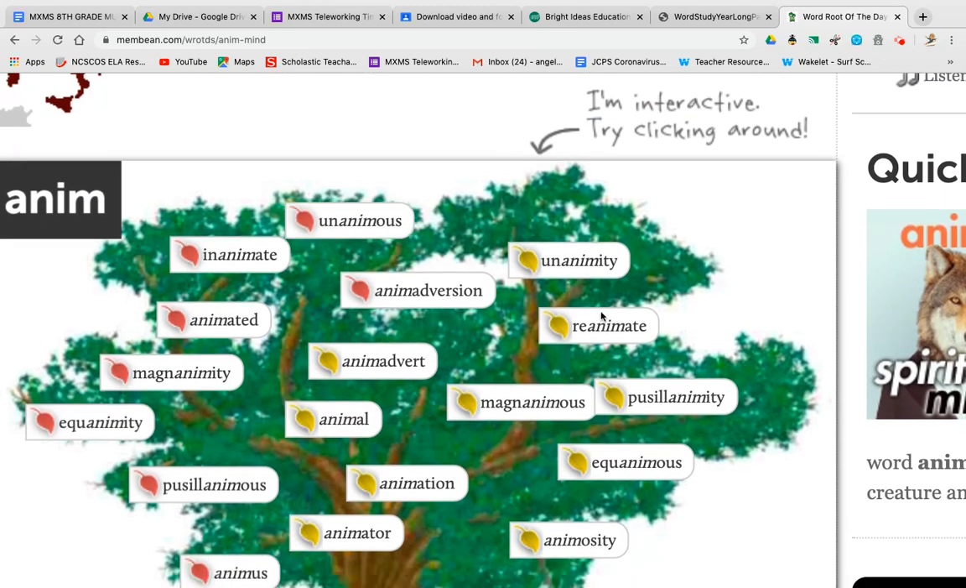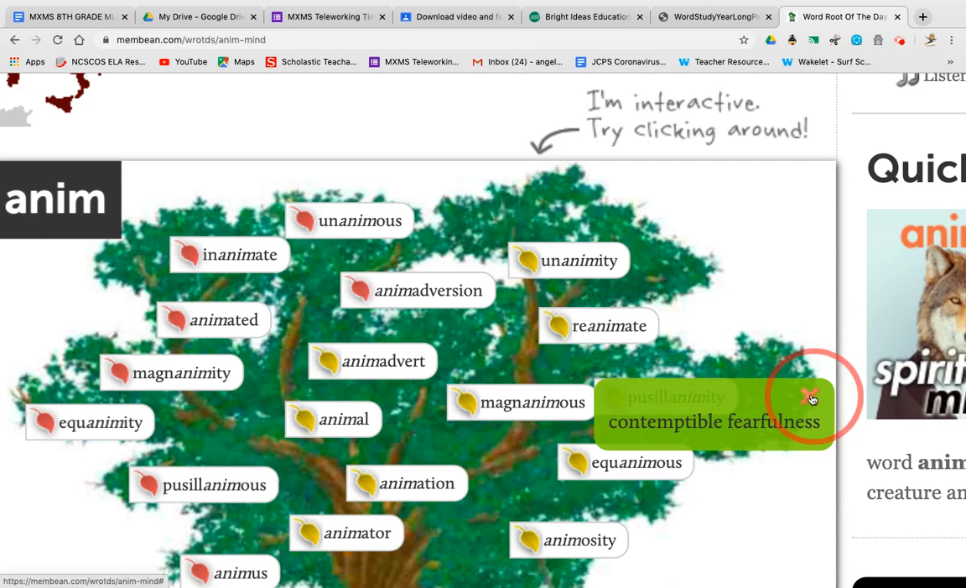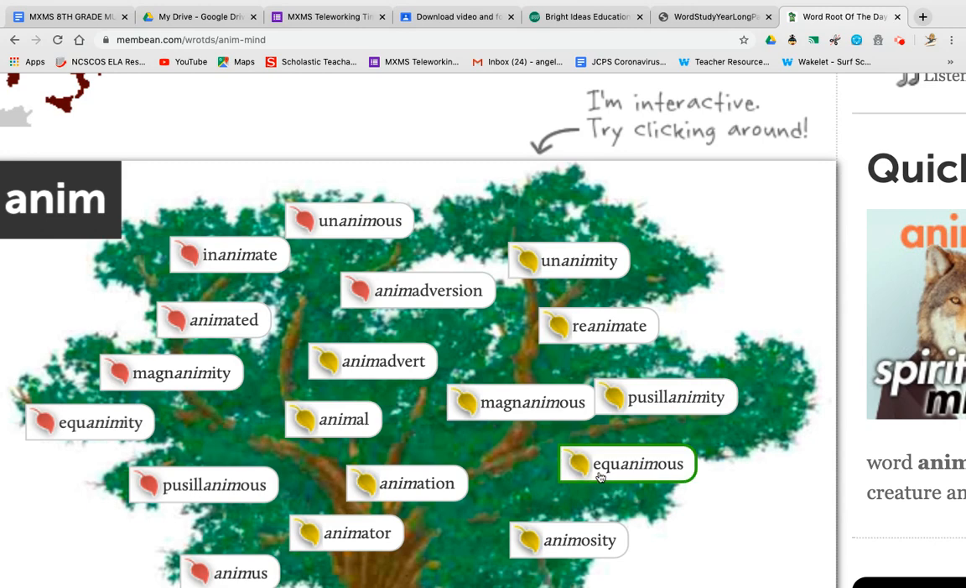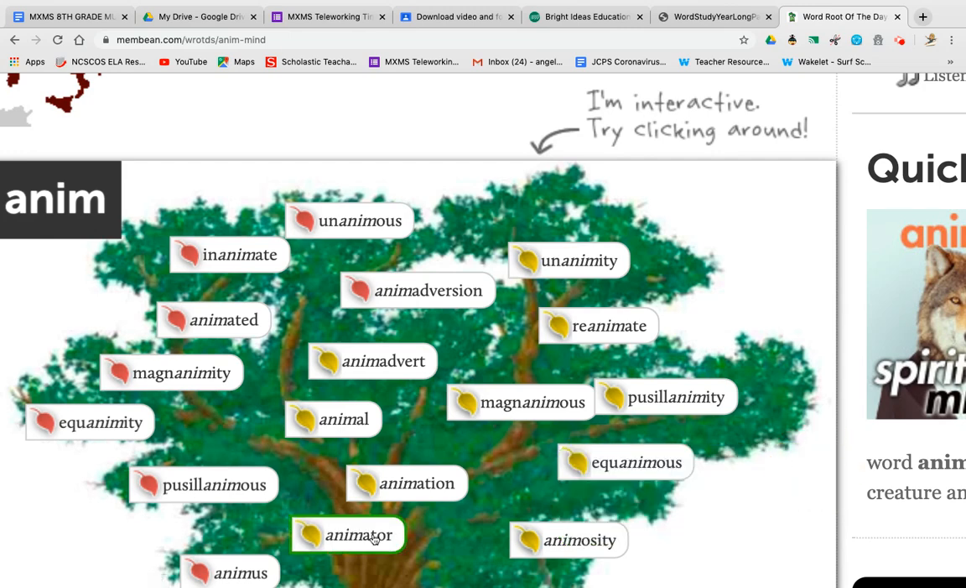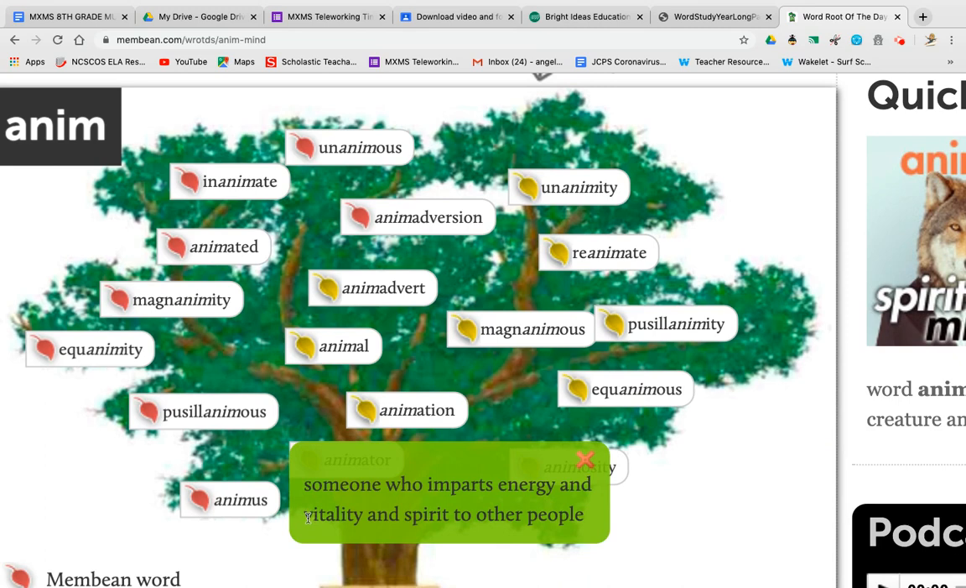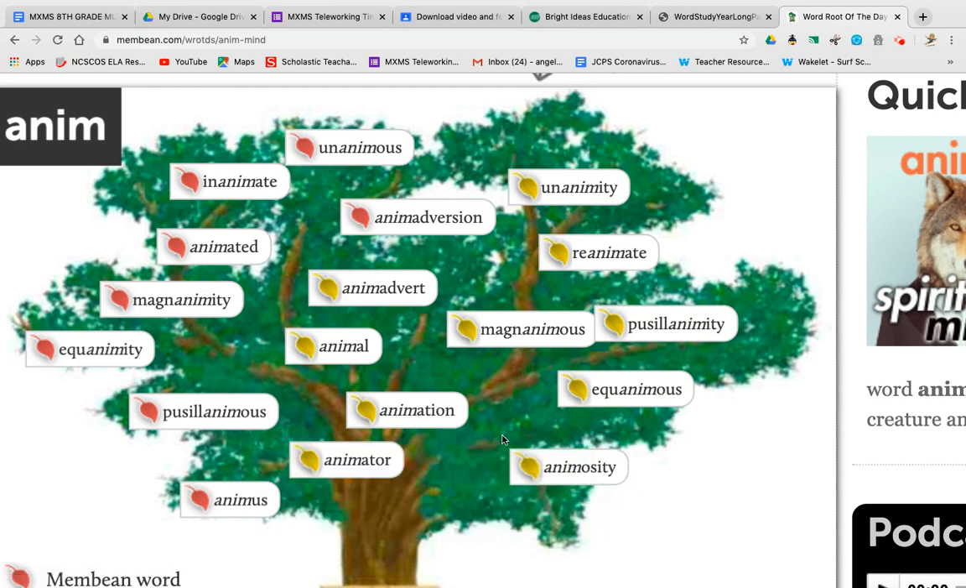When you click on, let's look at this one. I have no idea what this word means. Do I know what this prefix means? I'm not sure, so we're going to click on it. Contemptible fearfulness. I thought that had something to do with fear. Something equal in full control of your faculties. Animator, we know what that is, right? Someone who imparts energy and vitality and spirit onto someone else, right? We give a cartoon life. We bring that to life.